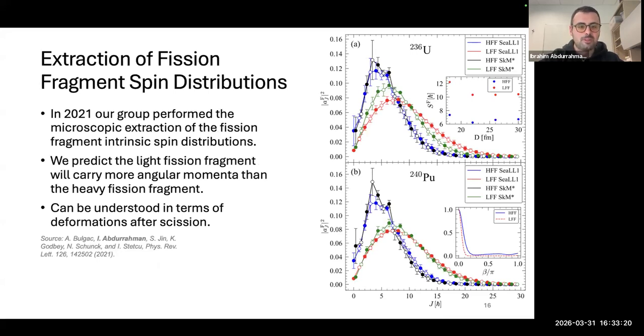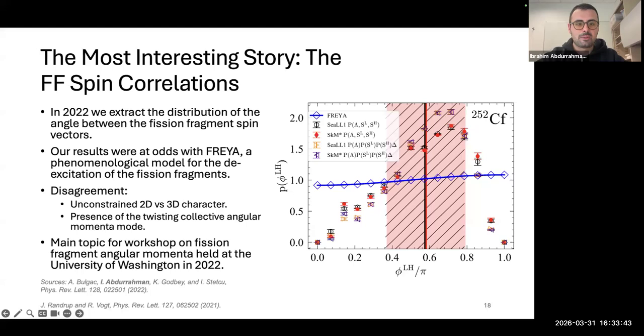So in 2021, by restoring angular momentum, our group was able to extract the spin distribution of the fission fragments for two nuclei for the first time. It was the first time microscopically you could look at these objects. And let me go ahead and jump here. The most interesting story from this was, okay, you have two fission fragments. They have angular momentum vectors, and those vectors will have some angle between them. And that's what's plotted here.